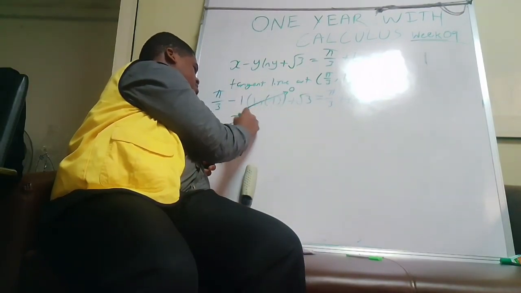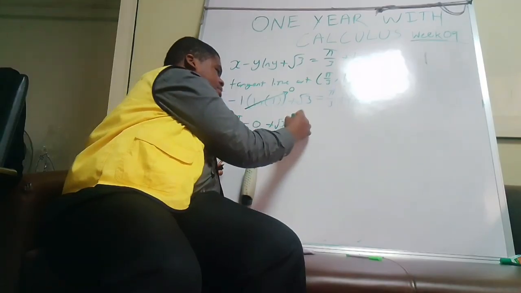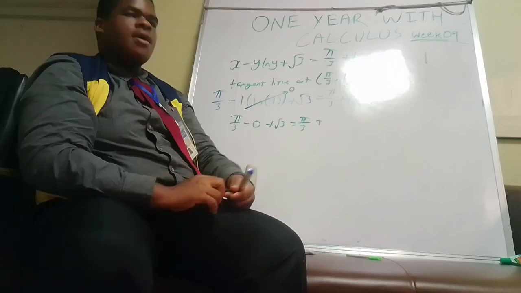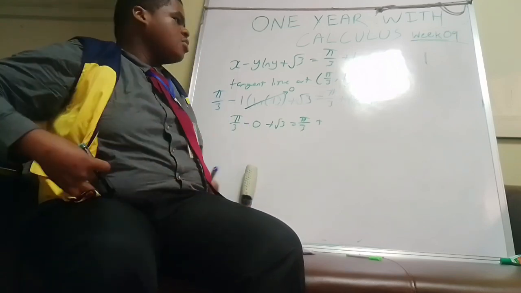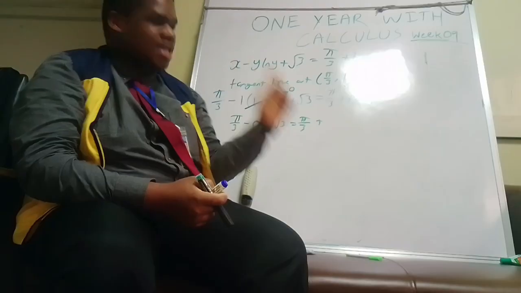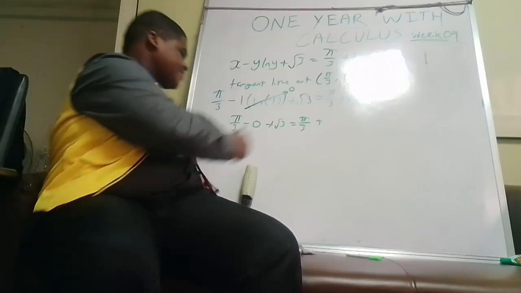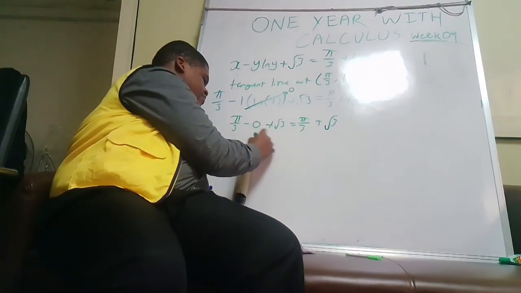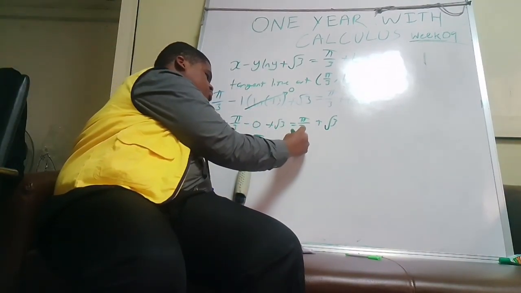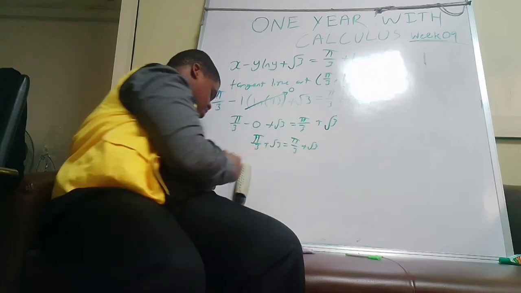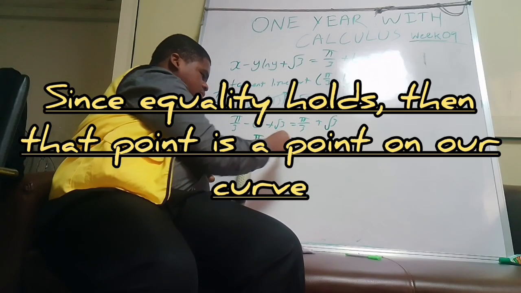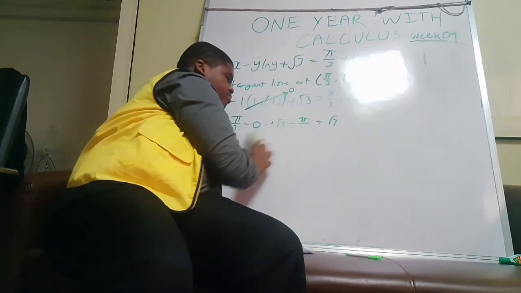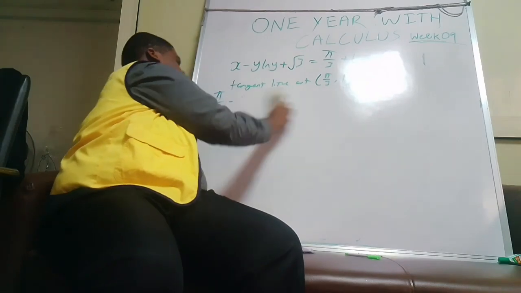So you have pi over 3 minus 0 plus root 3 is equal to pi over 3 plus tan pi over 3. Now, pi is equal to 180 degrees, so pi over 3 is equal to 60 degrees. Tan 60 degrees is equal to the square root of 3. So here we have root 3. After you have simplified, all you are left with is pi over 3 plus root 3 is equal to pi over 3 plus root 3. As you can see, equality holds. And since equality holds, this point is a point on that curve.